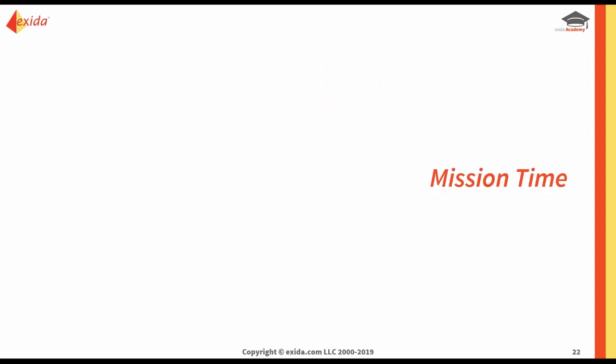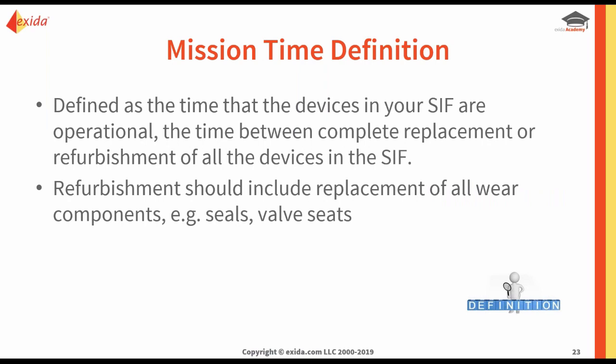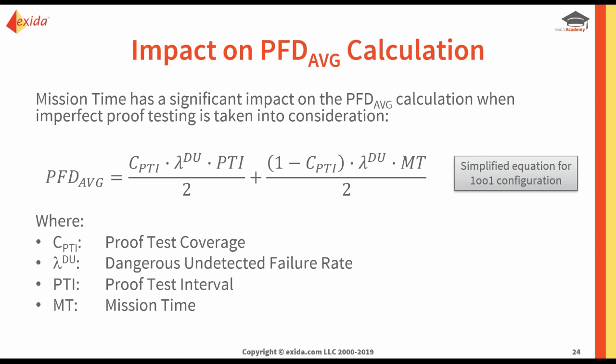Moving on, let's talk about mission time. Mission time is defined as the time the devices in your SIF are operational, and the time between complete replacement or refurbishment of all devices in the SIF. So refurbishment should include replacement of all wear-out components, seals, valves, etc. Again, you can completely replace the device as well. Mission time has a significant impact on the PFD average calculation when imperfect proof testing is taken into account.